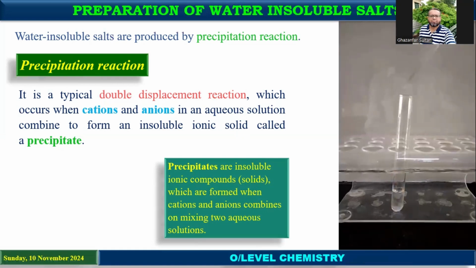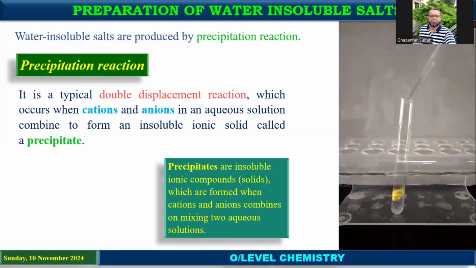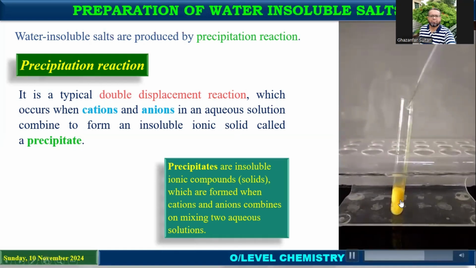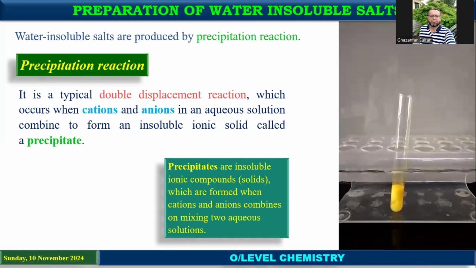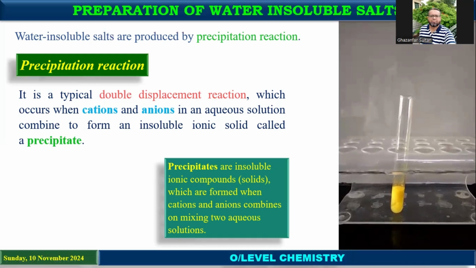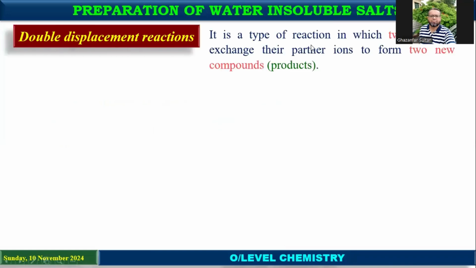See again. So on mixing, we got these yellow precipitates. Precipitates means, now you know, a yellow insoluble compound. Now see, what is a double displacement reaction? It is a type of reaction in which two reactants exchange their partner ions to form two new compounds.